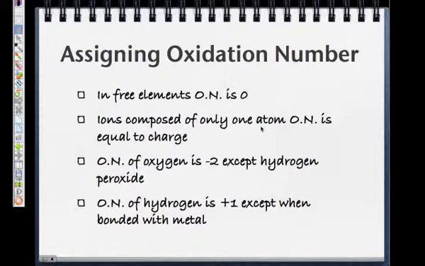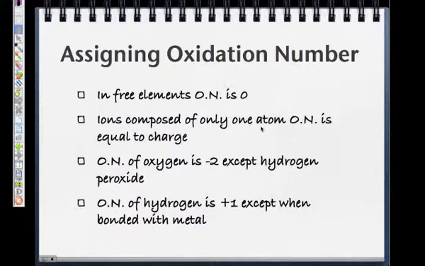So we're going to look at how we assign oxidation numbers. In free elements, the oxidation number is zero. If we have just copper reacting with something, copper's oxidation number will be 0. If we have just hydrogen, H2, reacting, it's in its free elemental form, because hydrogen isn't just H, it's always H2. It's still considered the free elemental form, so its oxidation number is 0. If they're by themselves, they're 0.